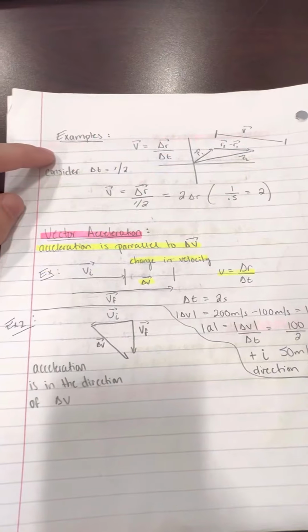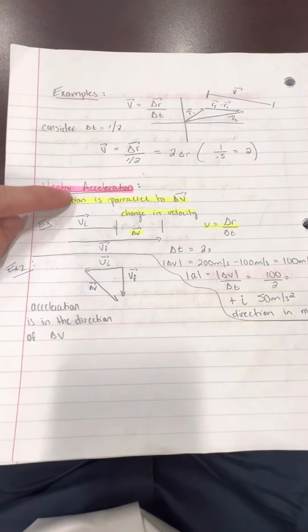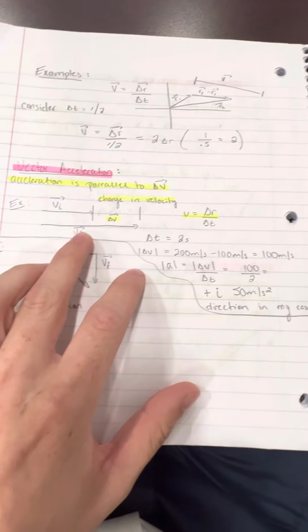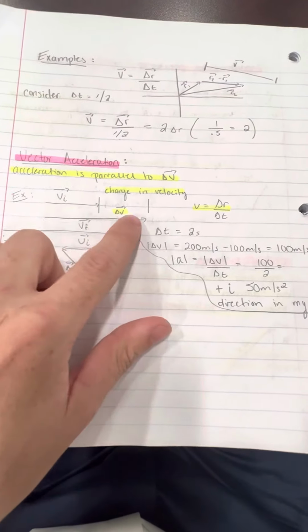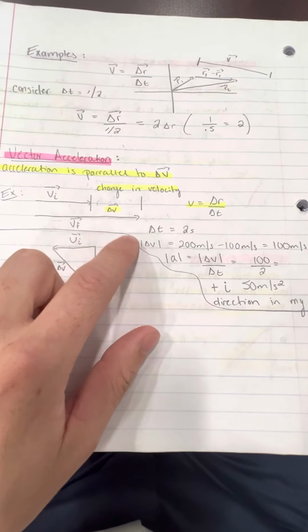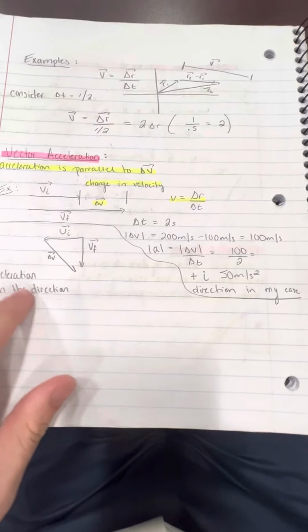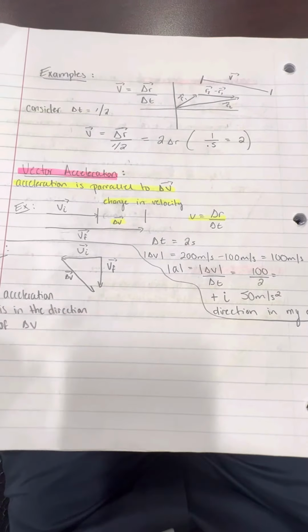Here we have an example. And then we have vector acceleration, where acceleration is parallel to delta V. Here you have it. We have V initial, V final. This is the change in velocity, which is delta V. Right. And so this is another example. And that's the end of Principles 10.